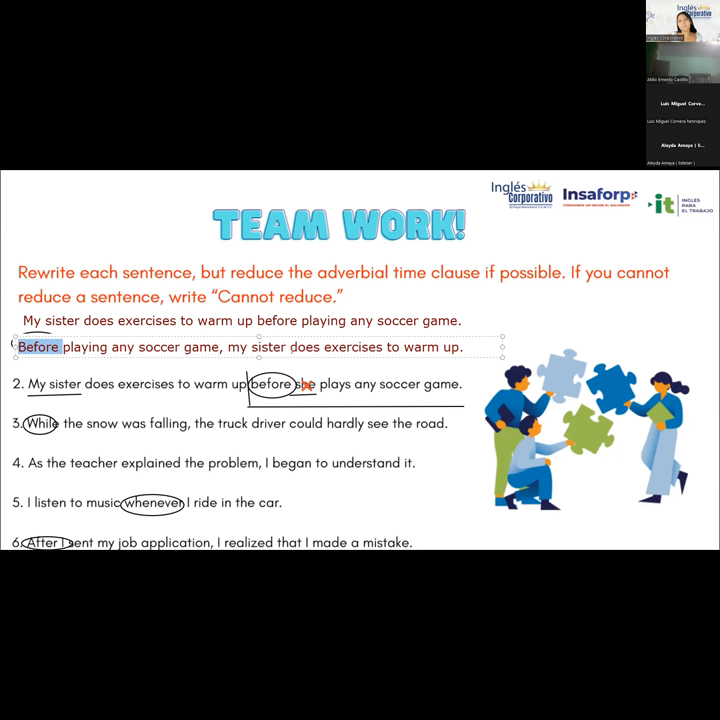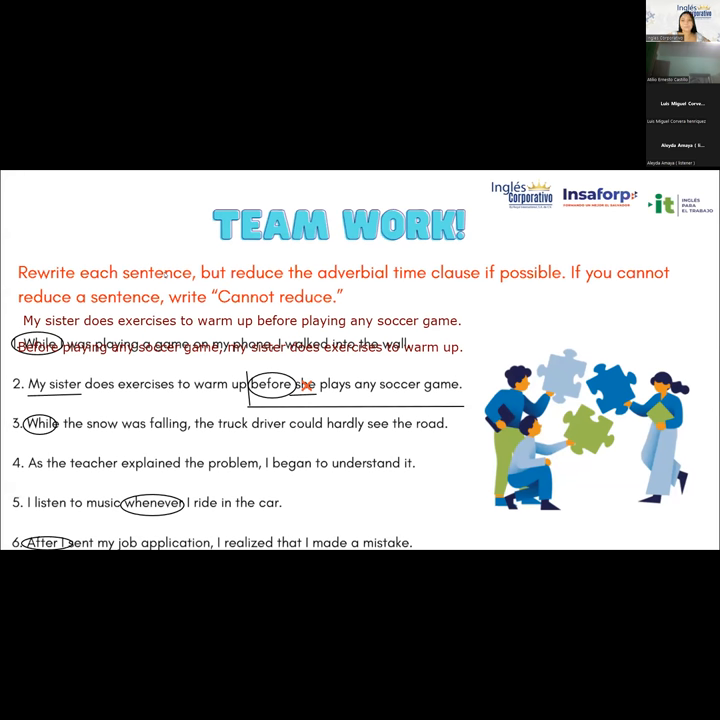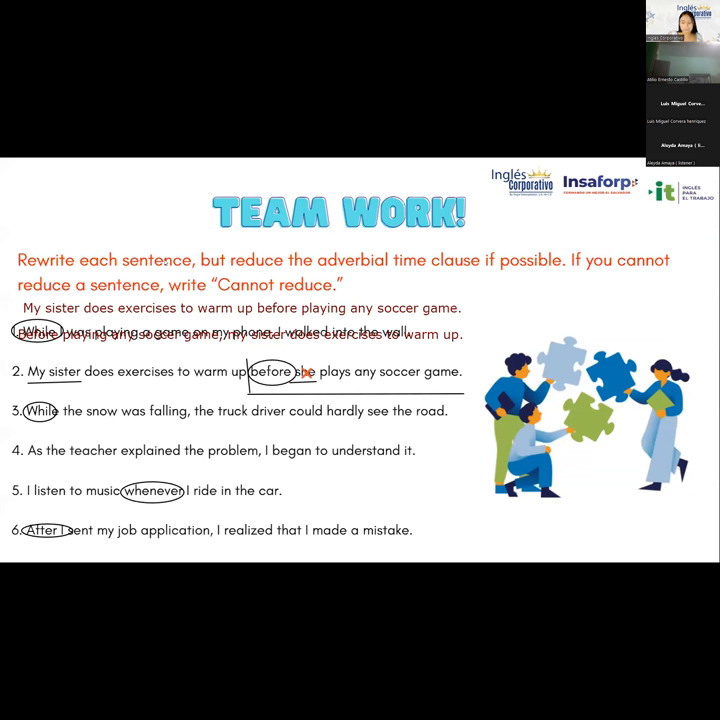¿Sí? ¿Questions? ¿Dudas? Clear, it's clear like horchata. No, I understand. That yes. Means, for example, in the number five, because it's almost the same example, because whenever is in the middle of the sentence, so we can do the same, yeah. I listen to music whenever riding in the car.